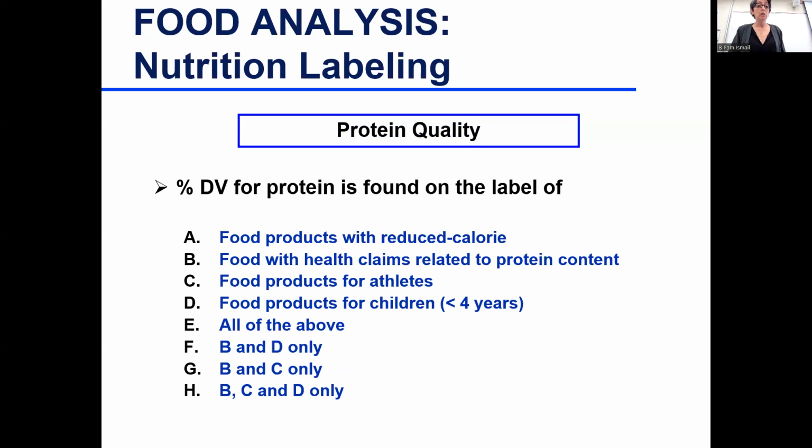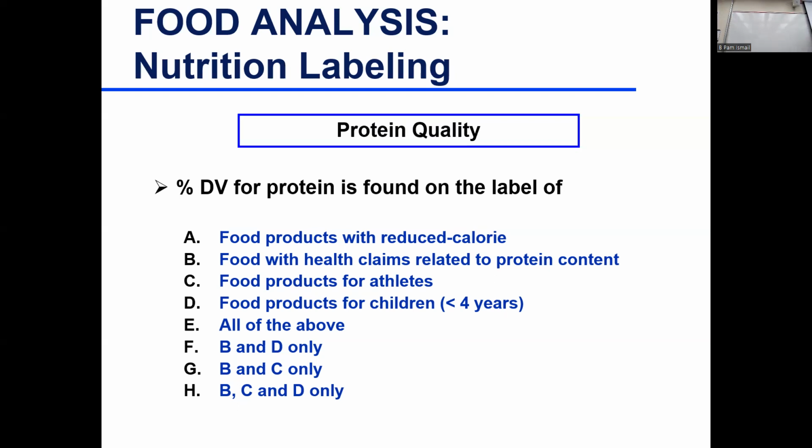So, knowing that about protein, when do we need to see percent daily value for protein on the label? B and D. Did you say A, B, and D? B and D only? B and D only? I want C. Carol wants to include C, and that is correct.